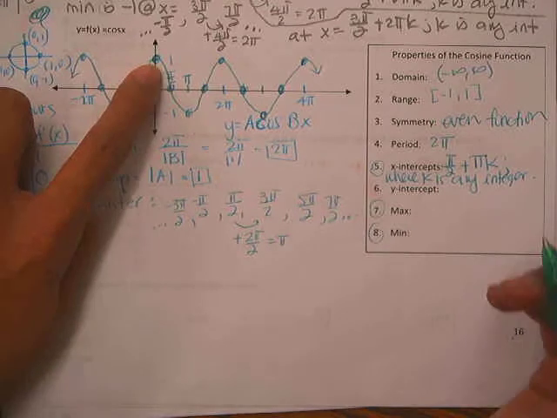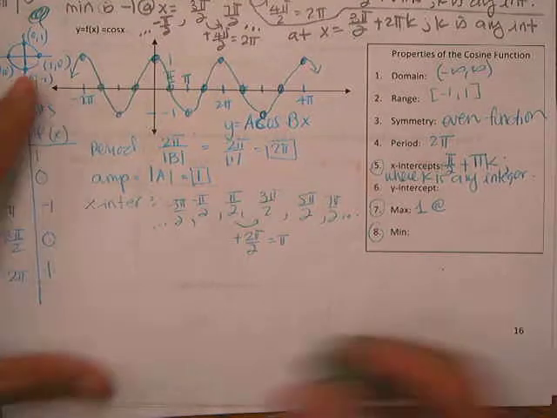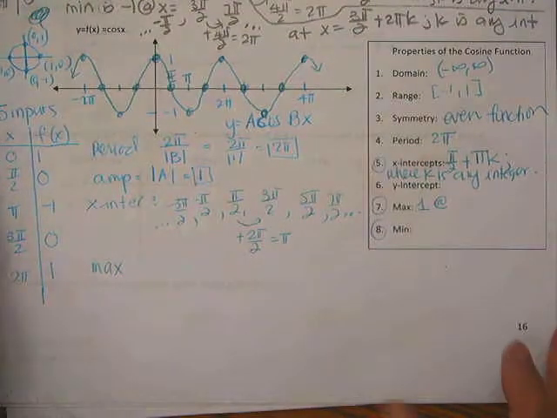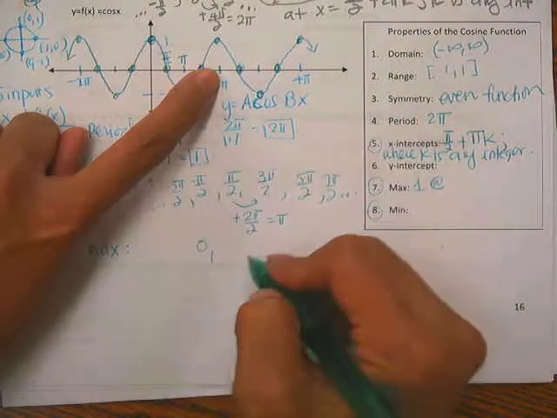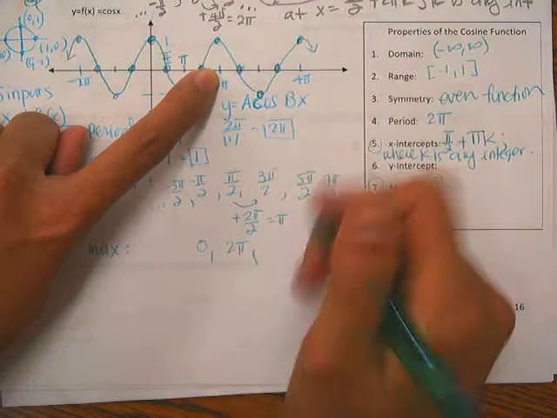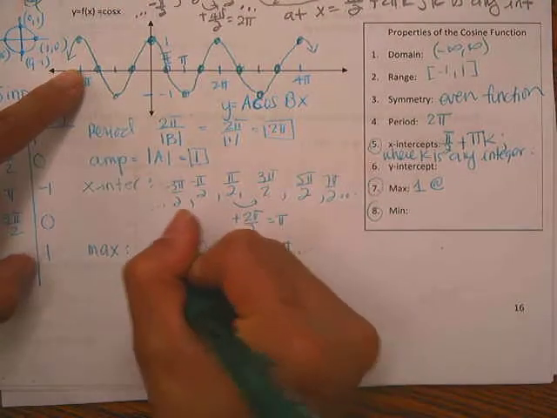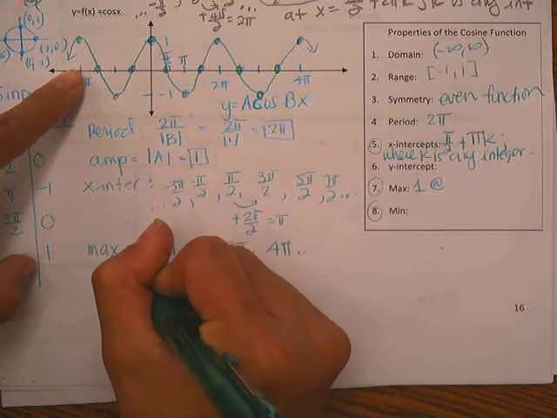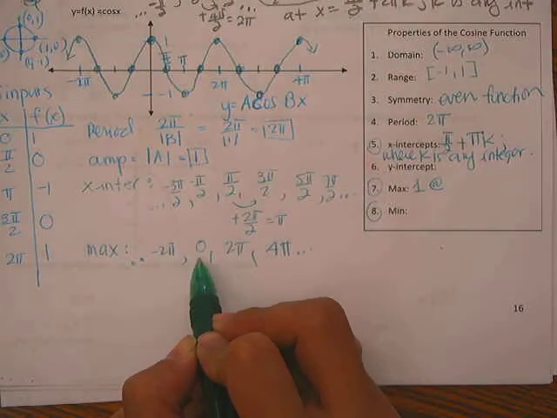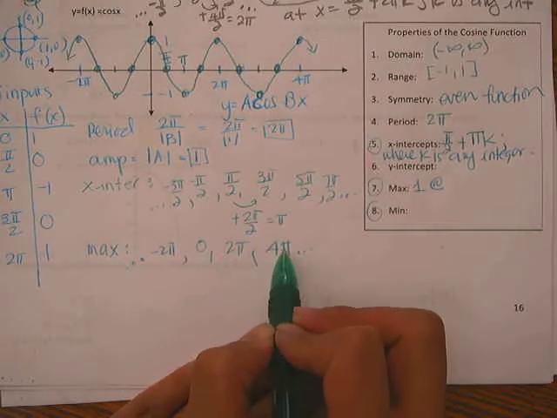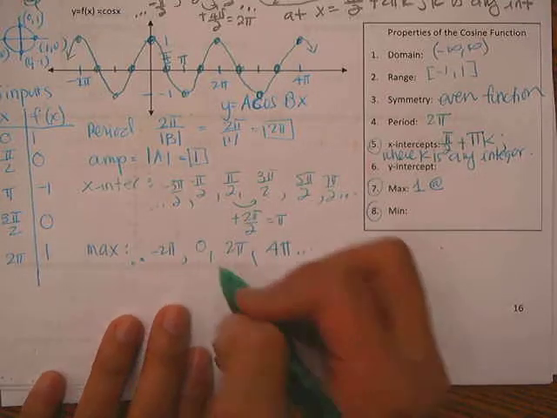All right, maximum value, again, is 1. Okay, so let's look at all the maximum points. At 0, the next one is 2 pi. The next one is 4 pi, dot, dot, dot. And this one over here is negative 2 pi. And I'm going to do dot, dot, dot on the left as well. So let's see. The first positive one is 0. So if I add 2 pi each time, that works. Or I can multiply by 2, right?